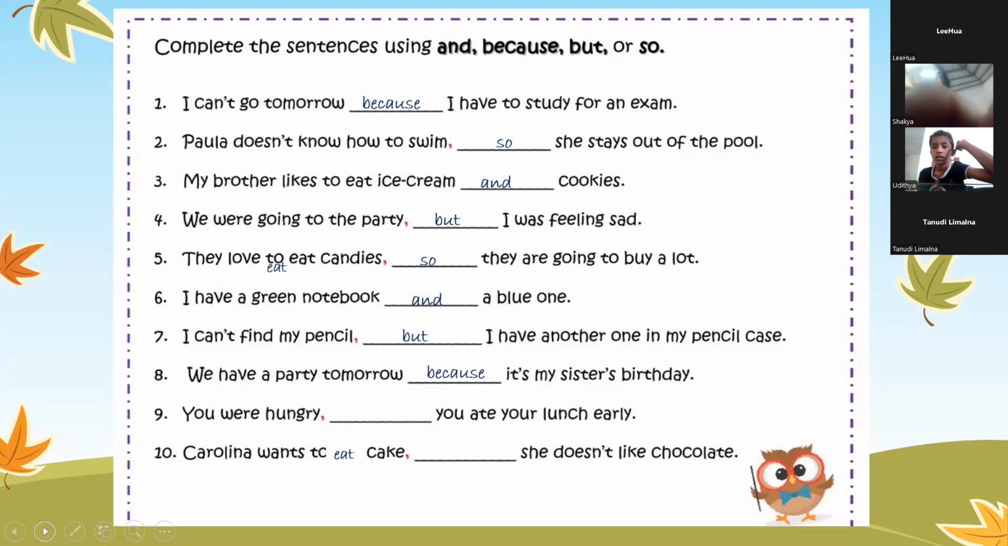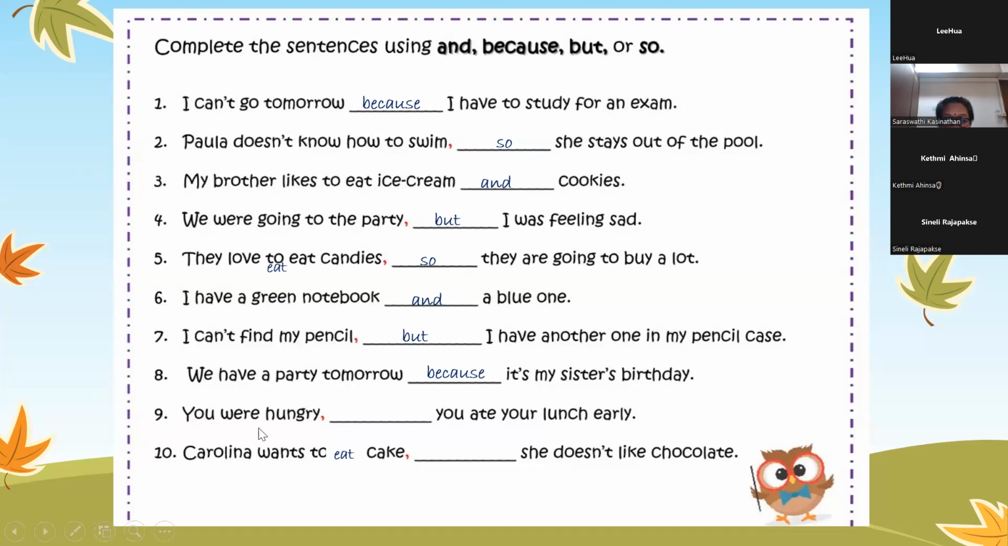Very good. Number 9. Excuse me, teacher. Yes, dear. Teacher, we can say I can't find my pencil, so I have another one in my pencil case. I think for this sentence, but would be appropriate, not so. Yeah. But at times we can use both, right? In some sentences, you can use both. But in this sentence, but is more appropriate than so. Okay? Thank you.